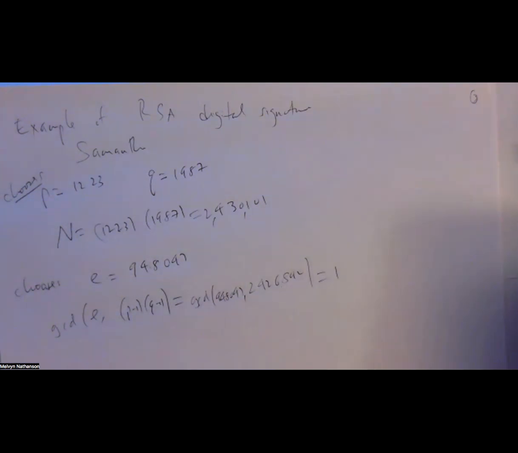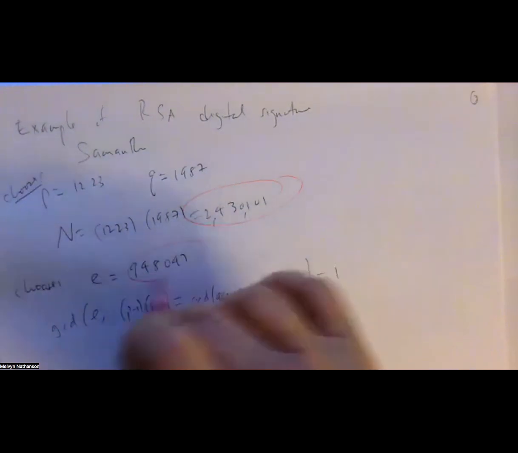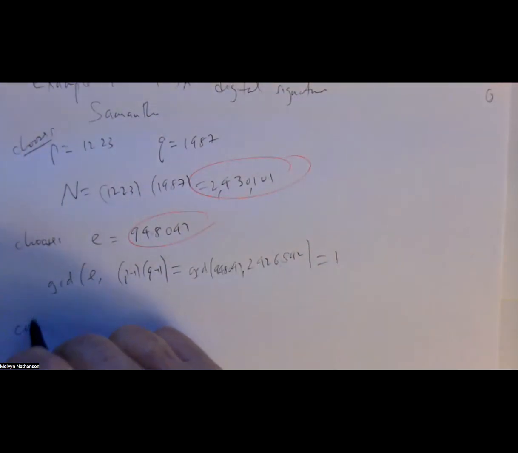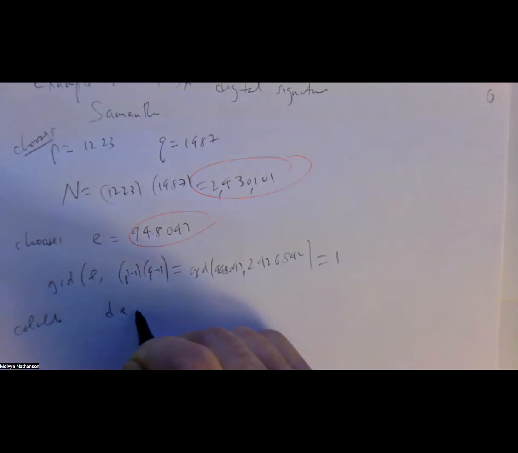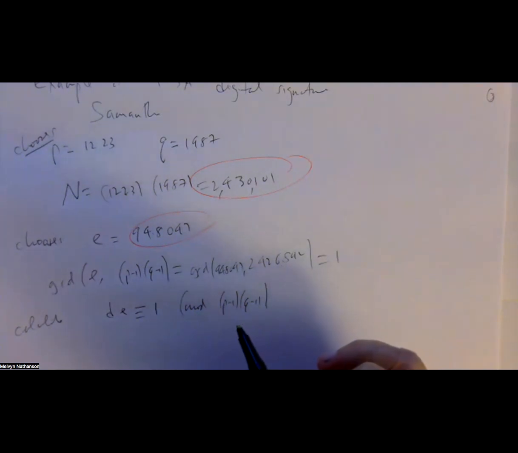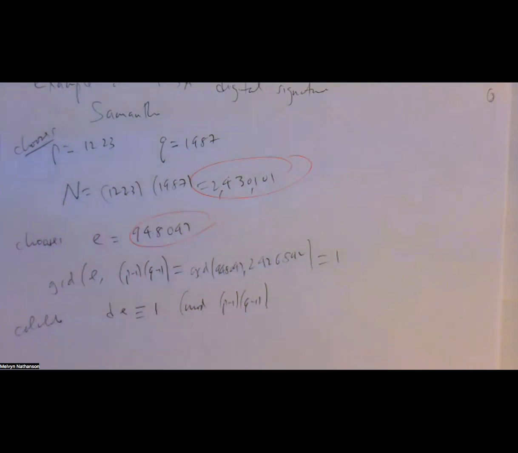What is being published? The numbers being published are N and E. The secret number that Samantha has to calculate is the number D, such that D times E is congruent to 1 mod (P minus 1)(Q minus 1). And a number little d with this property that Samantha finds is 1,051,235.